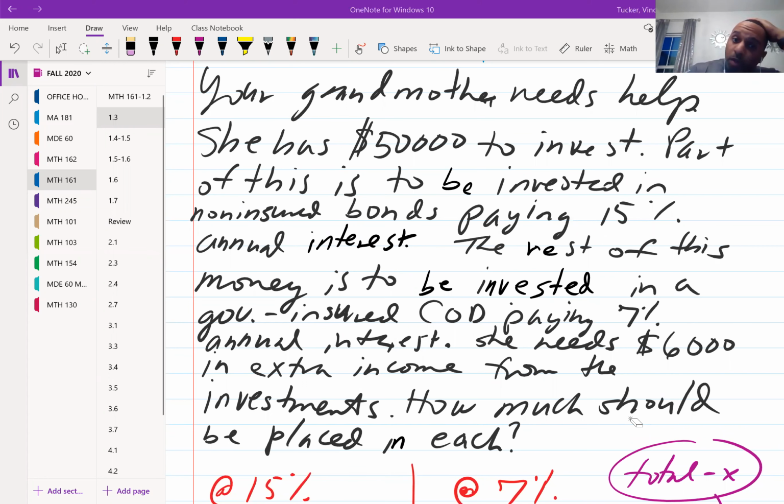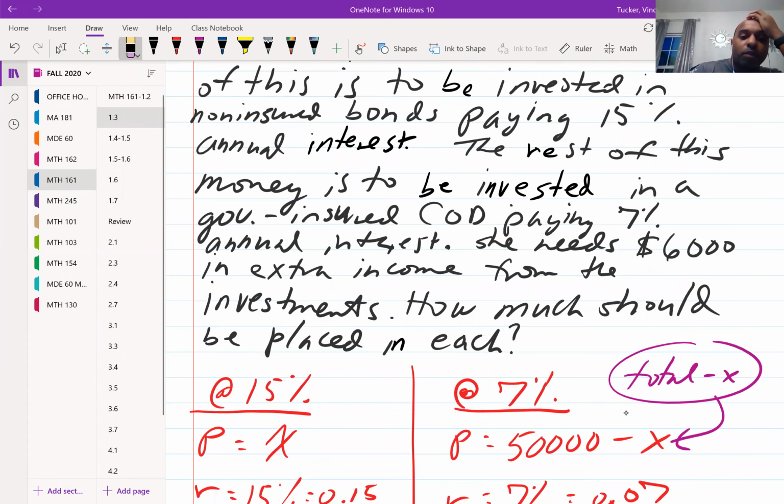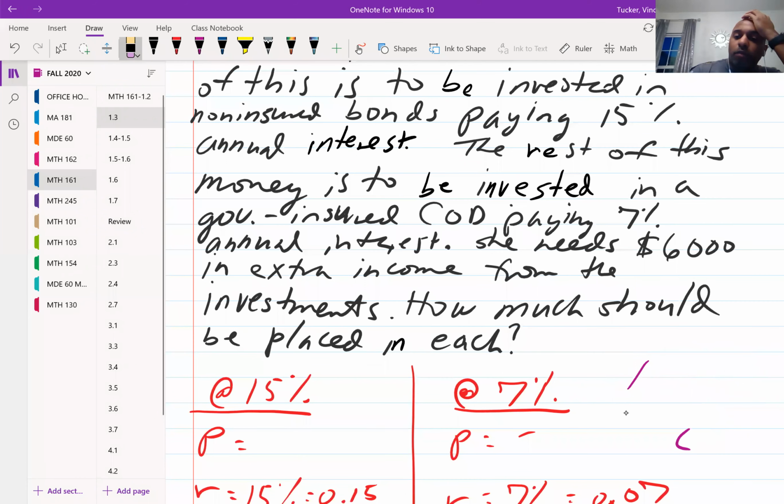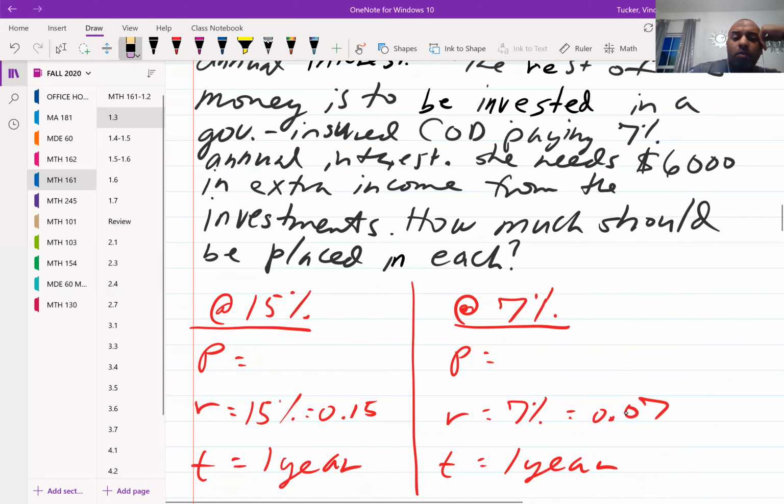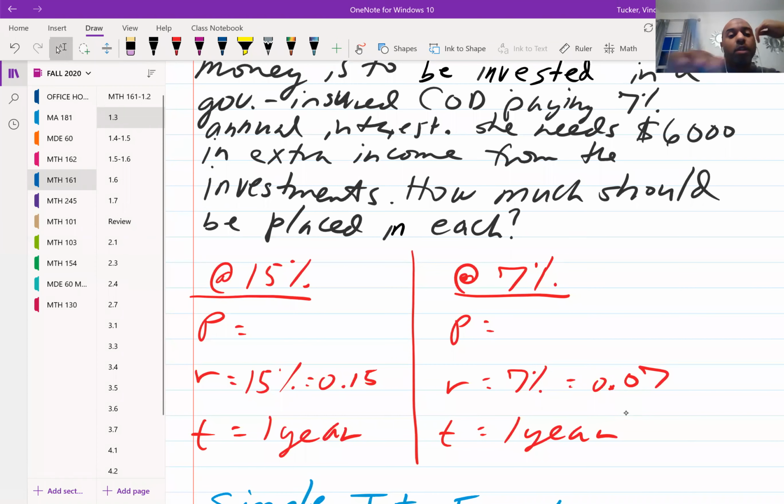All right. So we have two accounts to give an account for. We have one at 15%, one at 7%, and we're going to write down the details that come along with it. We don't know how much we're going to deposit in either account. So in the first one, 15%, that's your rate. Converting that to a decimal is 0.15. And the time that we're going to consider is 1 year, because remember, she needs $6,000 income from these accounts each year. So we're going to consider how much is being made each year.